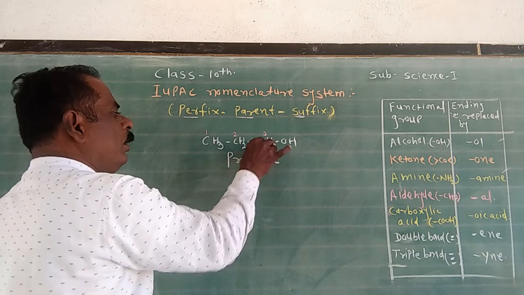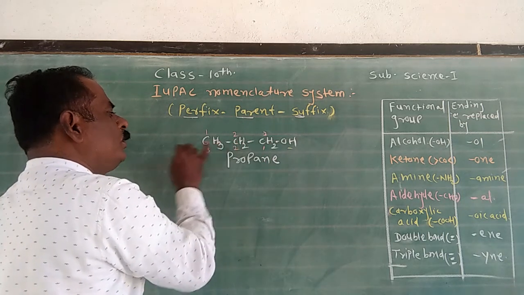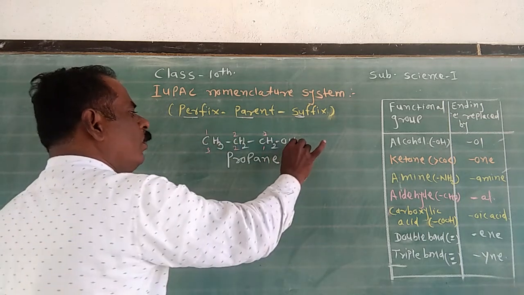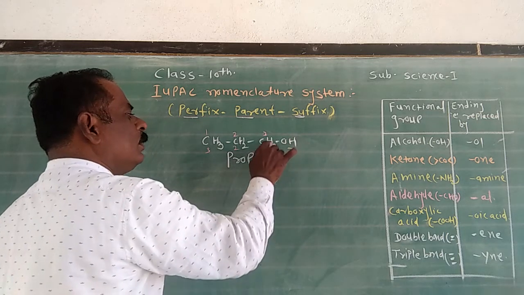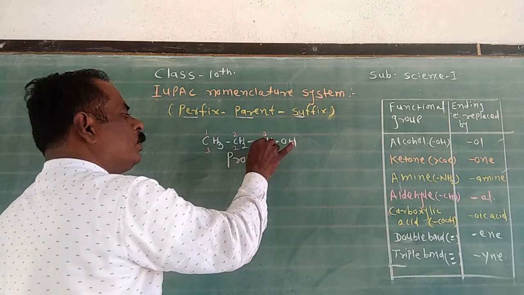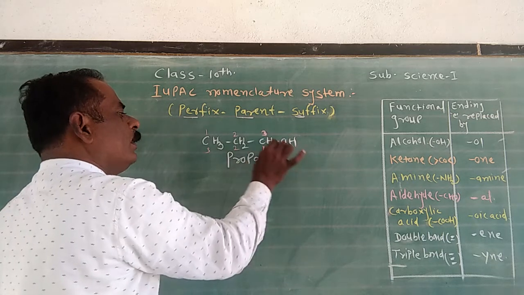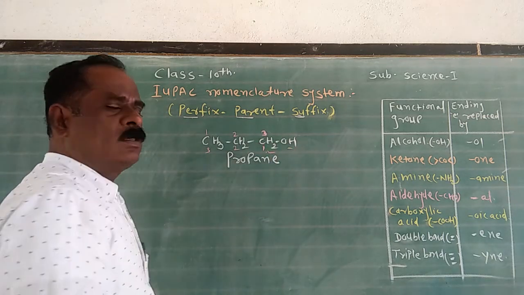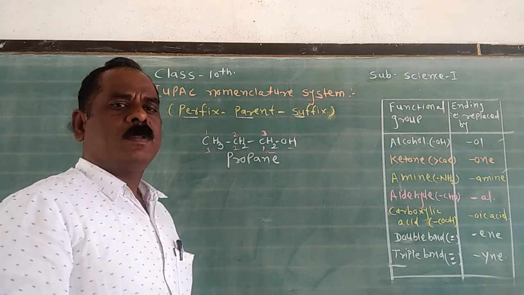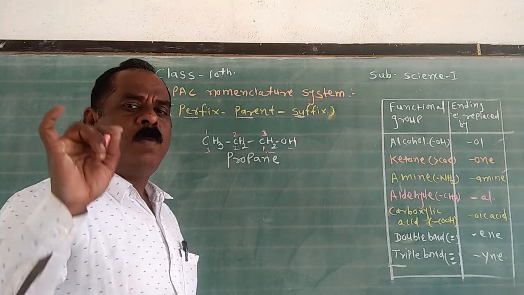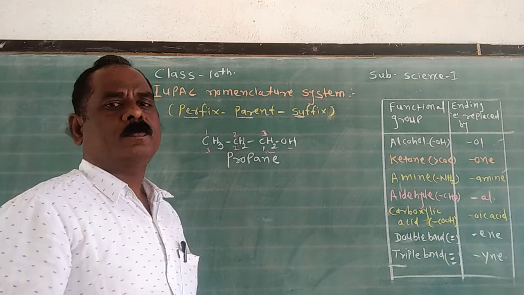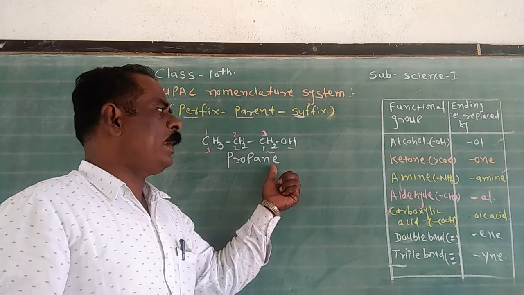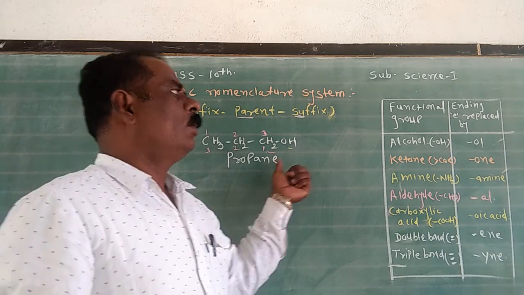Second pattern, numbering from the lower side: 1, 2, 3. Which is correct? This one is correct, because this carbon atom gets the lowest possible number, 1. Here it gets 3. Therefore, 1. This system is correct. Next, third step: remove or replace the ending E of the alkane by the suffix for the functional group.